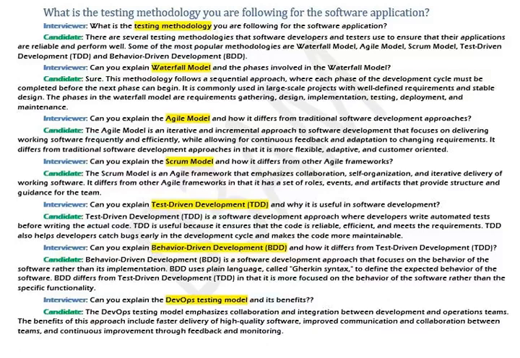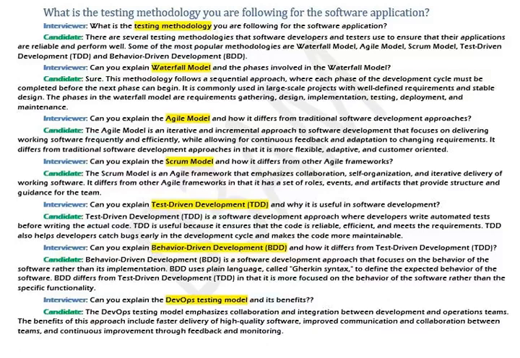Development, BDD. Interviewer: Can you explain Waterfall Model and the phases involved in the Waterfall Model? Candidate: Sure. This methodology follows a sequential approach, where each phase of the development cycle must be completed before the next phase can begin. It is commonly used in large-scale projects with well-defined requirements and stable design. The phases in the Waterfall model are requirements gathering, design, implementation, testing, deployment, and maintenance.